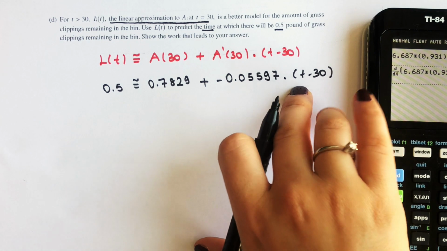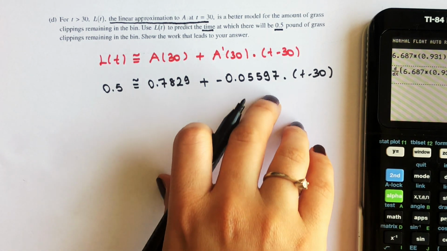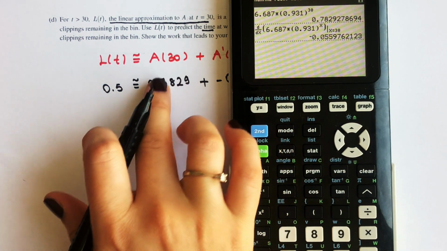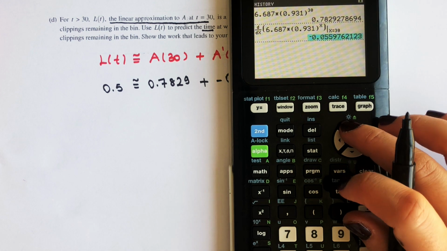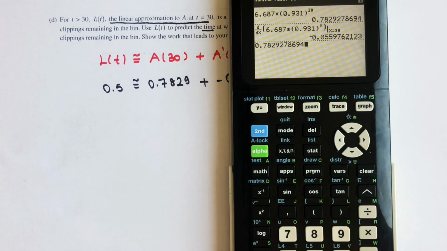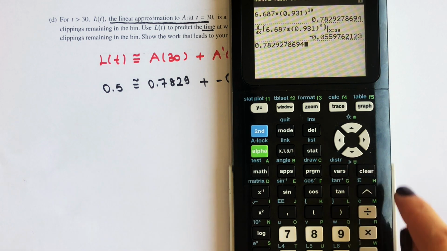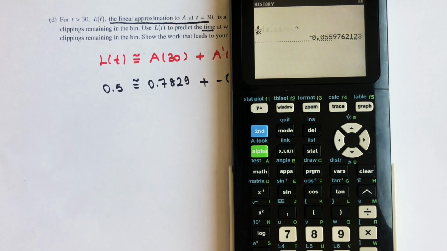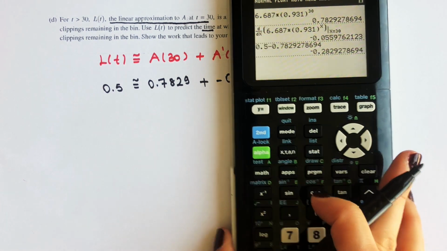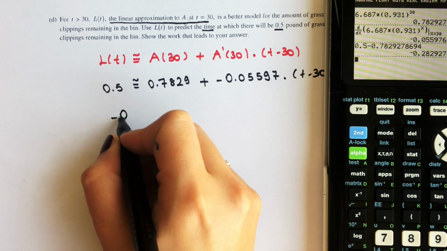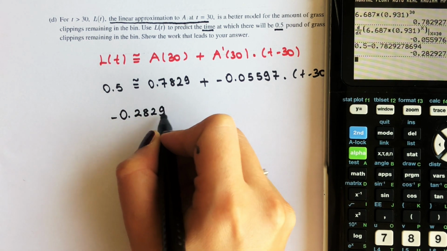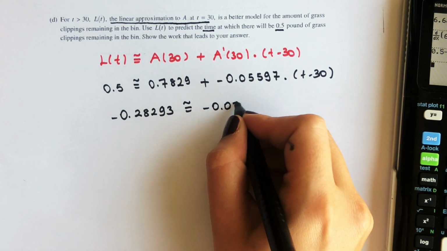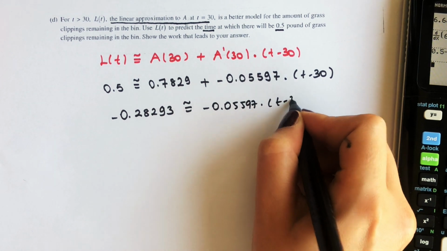Okay, we are going to find t. We can find t by solving the equation. It means that we will subtract this value from 0.5. Okay, I would like to enter this value, not now, 0.5 minus, now enter. Okay, the subtraction result is minus 0.28293 equals minus 0.05597 times t minus 30.